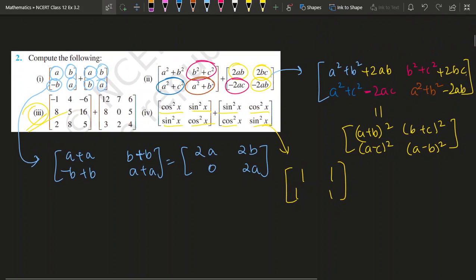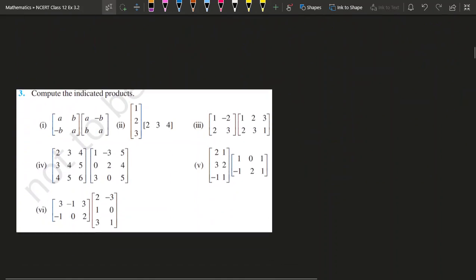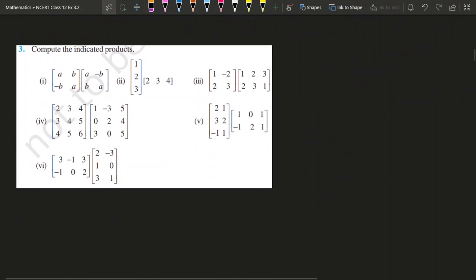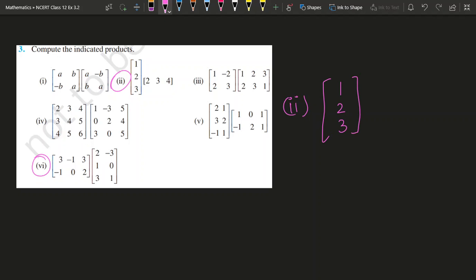Part 3 will be sort of an exercise for this problem. Let's move on to the third problem. In the third problem, you have 5 parts. I'll do part 2 and part 6 because those are the most exciting. So part 2, you have 1, 2, 3, and 2, 3, 4.